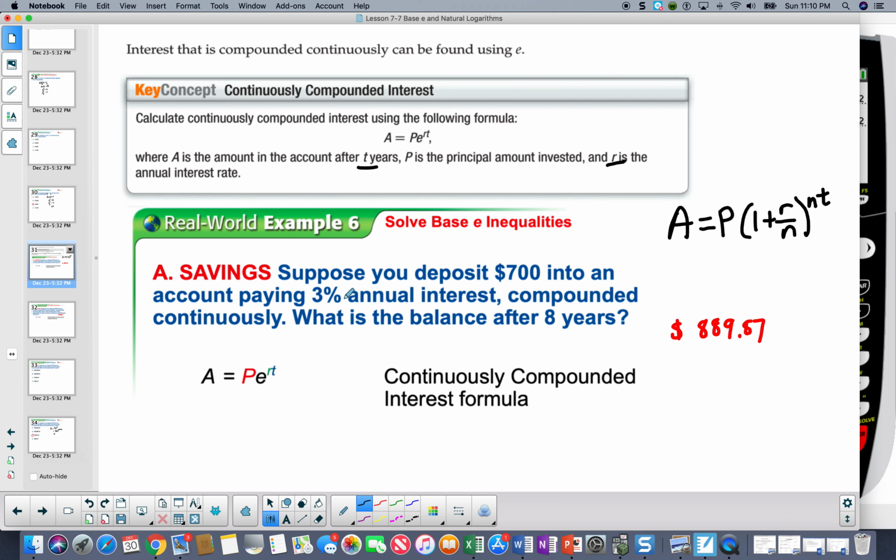So let's take a look at this problem. Suppose you deposited $700 into an account paying 3% compounded continuously. As soon as it says compounded continuously, we use the PERT formula, P-E-R-T. All right, and our P is going to be $700, and our R will be equal to 0.03, and T will be equal to 8. So our amount will be 700 e, and then we're going to have 0.03, and we're going to times it by 8. When you put that in the calculator, this is the answer you're going to get. And you can see that's an amount bigger than 700.